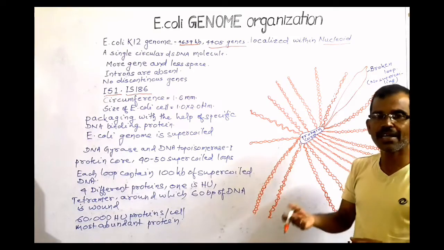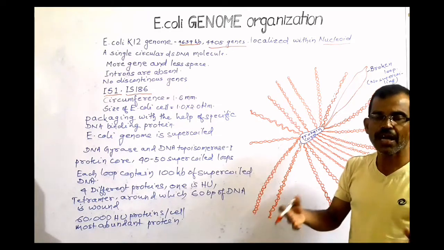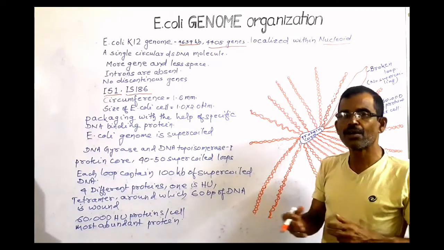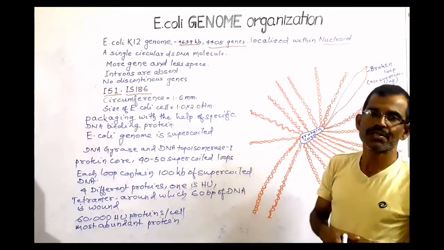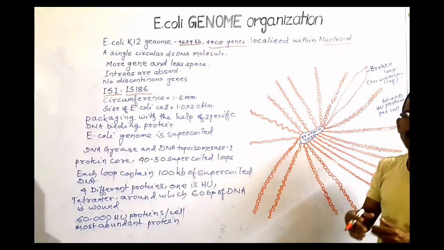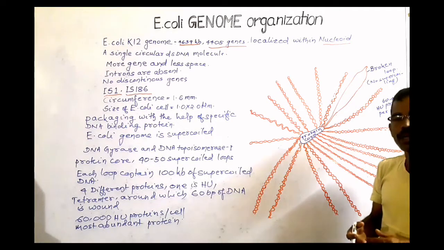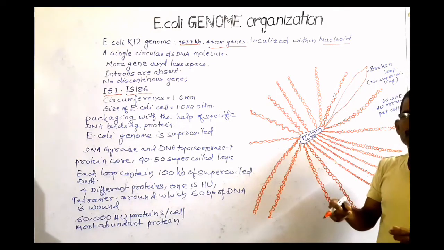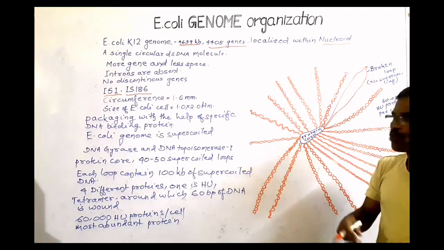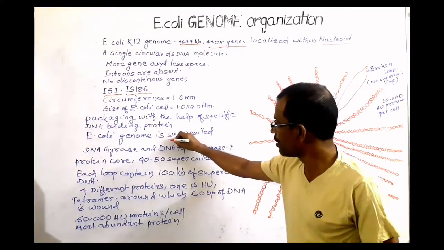Even in the eukaryotic cell, the genome, being very large, is packaged with the help of specific DNA binding protein so that it can be accommodated within the nucleus. In prokaryotes also, the genome is packaged with the help of specific DNA binding protein so that the genome can be squeezed to fit into a tiny space inside the E. coli cell. The most important feature of the E. coli genome is that the E. coli genome is supercoiled.